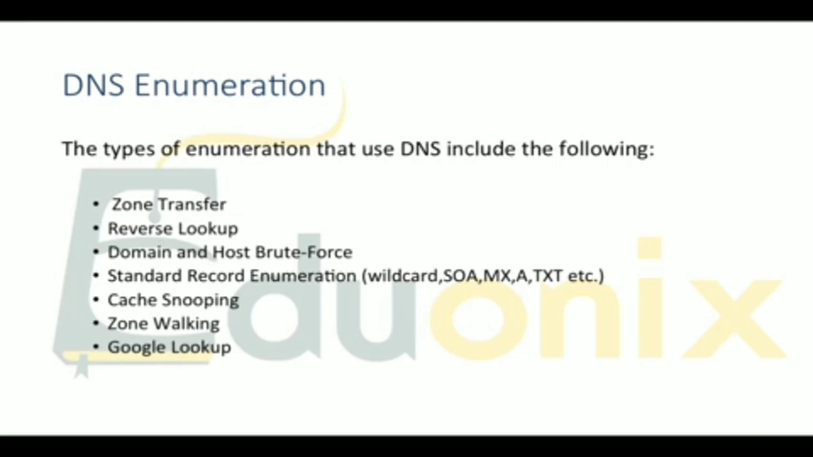So DNS enumeration. The types of enumeration that use DNS include the following: zone transfer, reverse lookup, domain and host brute force, standard record enumeration, cache snooping, zone walking, as well as Google lookup.